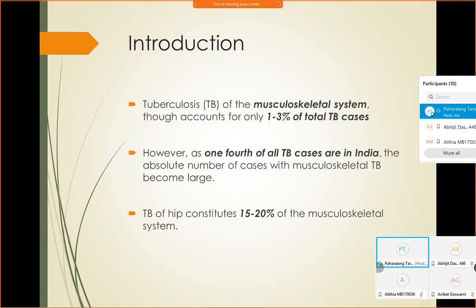Today we're going to talk about tuberculosis of the hip joint, which is part of the musculoskeletal system. Even though it accounts for only about 1 to 3% of the total cases of tuberculosis, including pulmonary and extrapulmonary TB, this number is still large because of the number of cases in India. Tuberculosis of the hip joint constitutes about 15 to 20% of all TB of the musculoskeletal system. This may be very minuscule, but we do have a number of patients with TB of the hip joint.